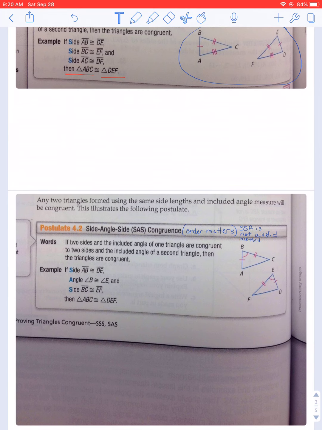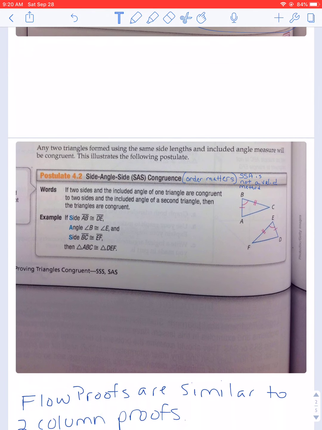The second one I mentioned was side-angle-side congruence. Basically it says any two triangles formed using the same side lengths and an included angle. That is really important, okay? Included angle. I'll mention what that means in a minute.